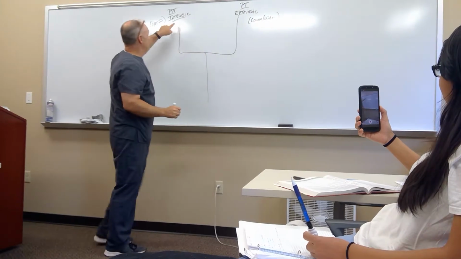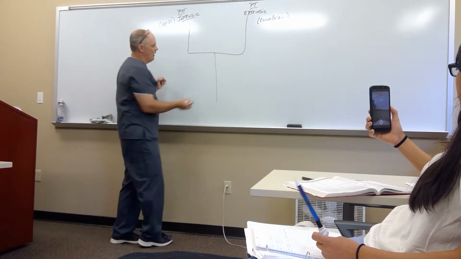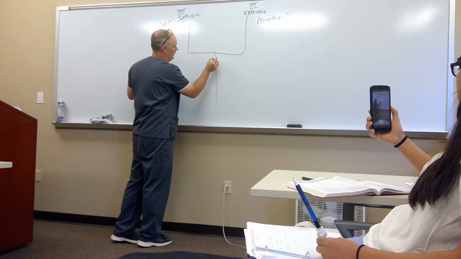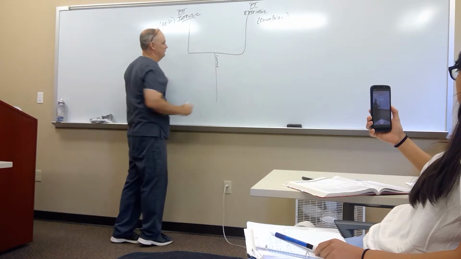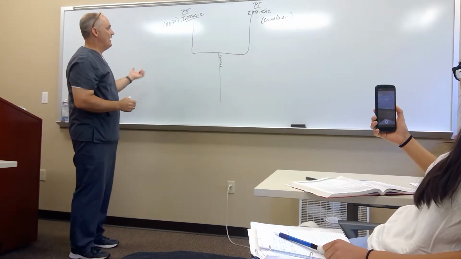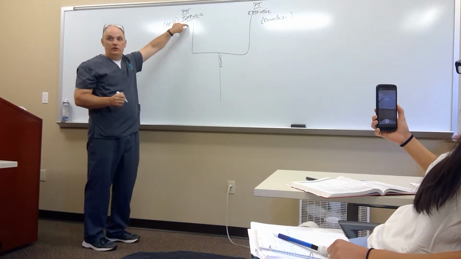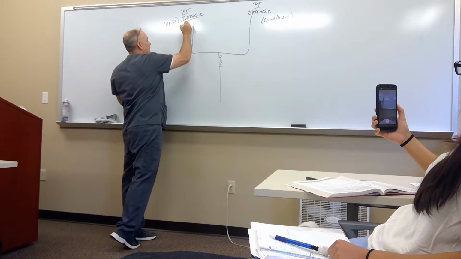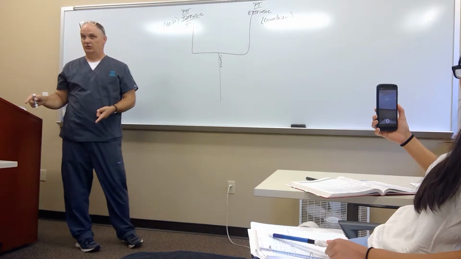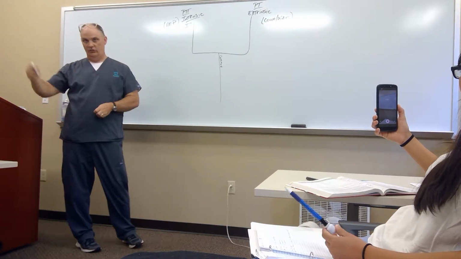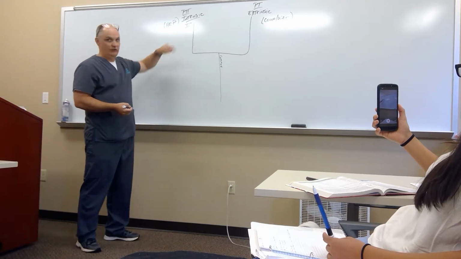All right, so intrinsic, extrinsic, what's that pathway? Common. All right, so we've already got quite a bit of information up there. Do you agree? All right, what factor starts this off? 12. The test will have Roman numerals. So I'm just letting you know, if you don't know Roman numerals, you need to study them this week. What does 12 link up to?